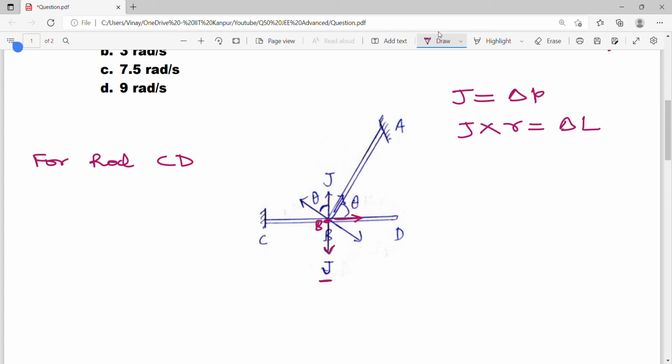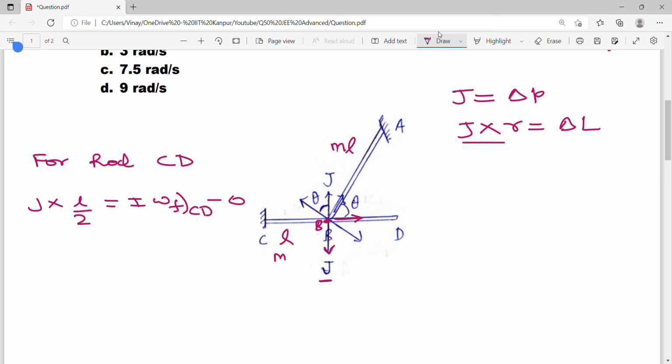So let's take the moment of momentum. So J into L by 2. The length of both rods I'm going to consider L, and mass M for both of them. Why? Because both the rods are identical, as given in the question. So J into L by 2 is equal to I omega, the change in angular momentum. I is the moment of inertia, and omega final minus omega initial. Omega final of CD, and omega initial for CD is 0.